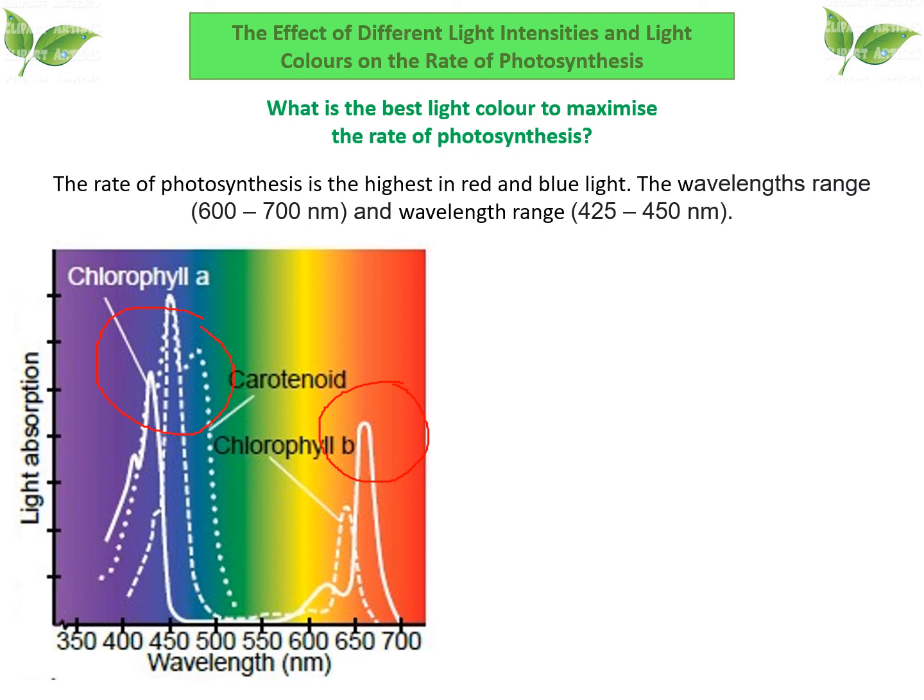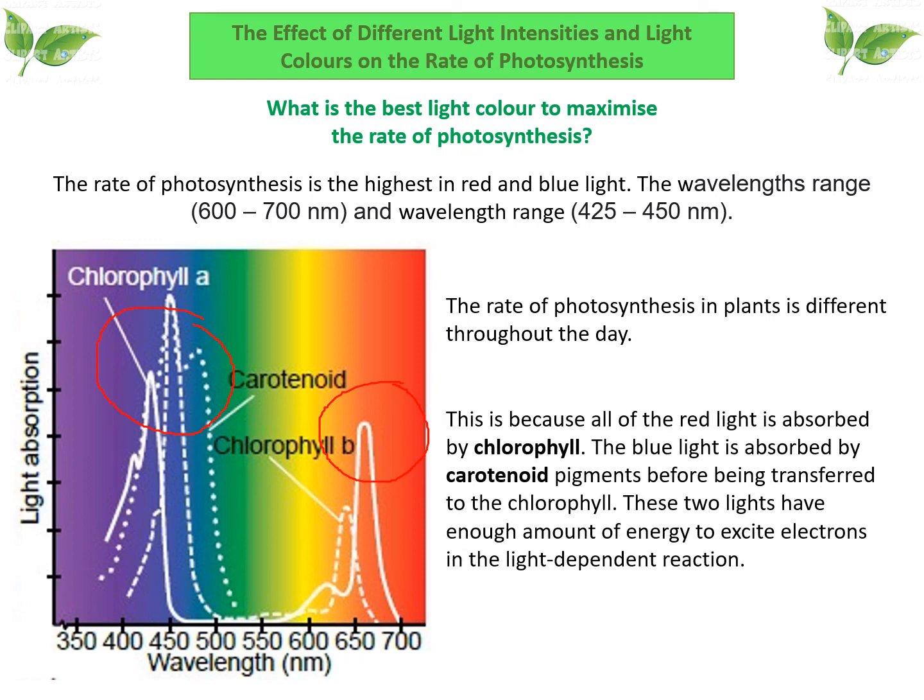and the blue light is 425 until 450. The rate of photosynthesis in plants is different throughout the day. This is because the red light is absorbed by chlorophyll. The blue light is absorbed by carotenoid pigments before being transferred to the chlorophyll. These two lights have enough energy to excite electrons in the light-dependent reactions.